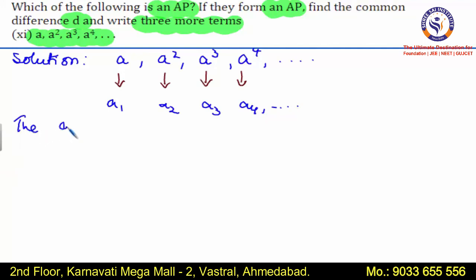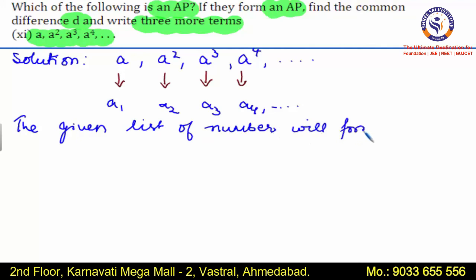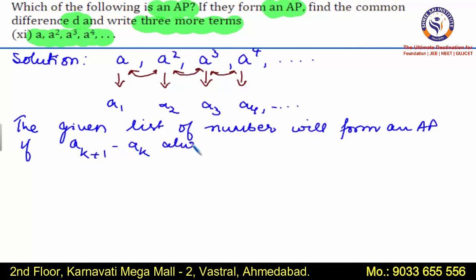The given list of numbers will form an AP if the difference between any 2 consecutive terms of the given list of numbers always remains the same. That is, AK plus 1 minus AK always remains the same.